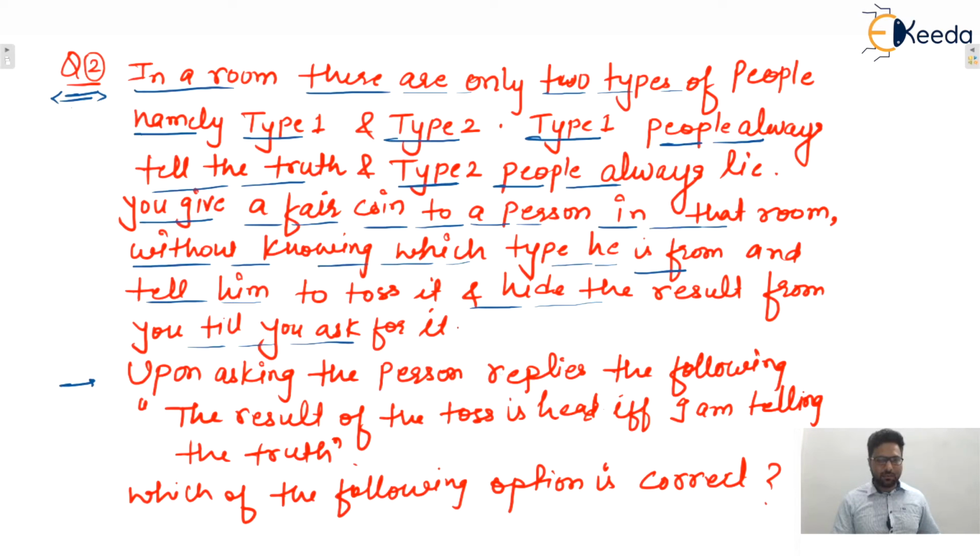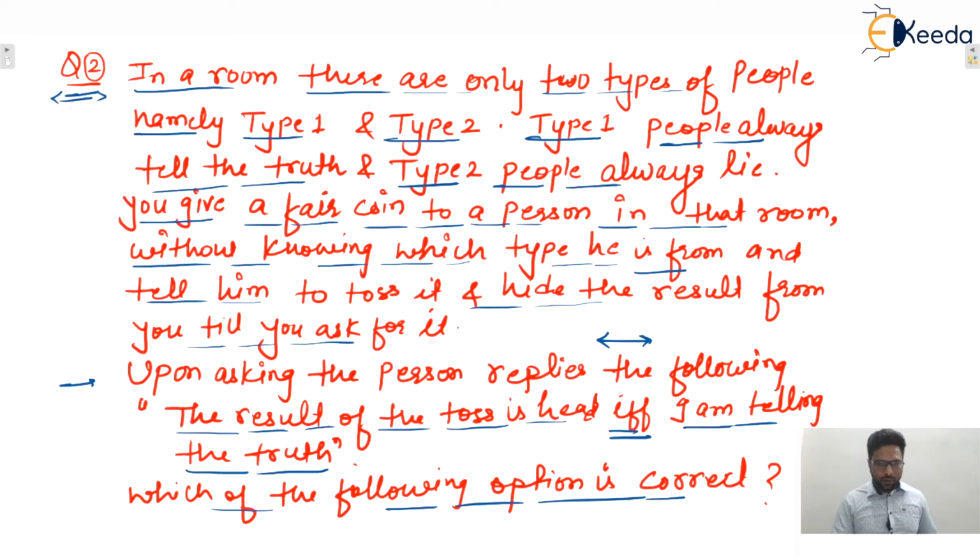Upon asking, the person replies the following. The reply is: the result of the toss is head if and only if, and "if and only if" means biconditional. I already told you guys in the previous lectures. The result of the toss is head if and only if I am telling the truth, isn't it? That is the question. Now, which of the following options is correct?